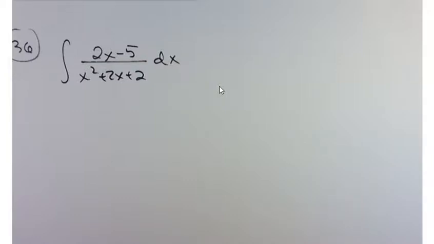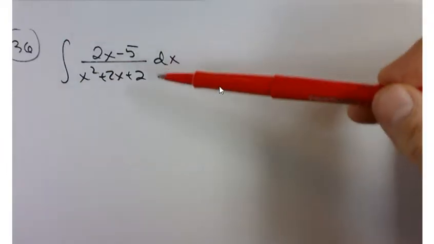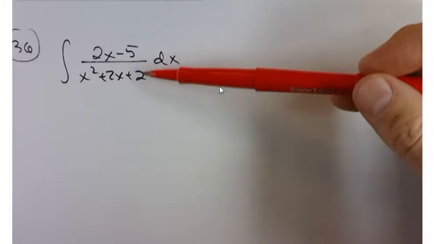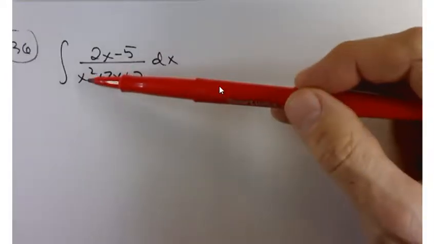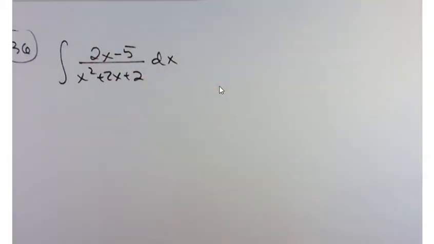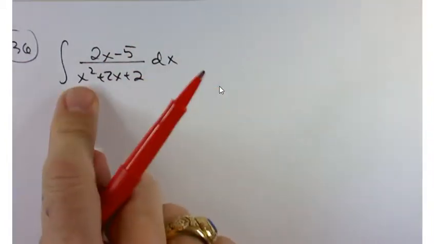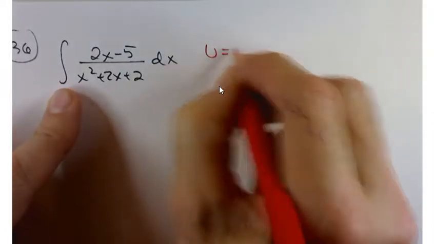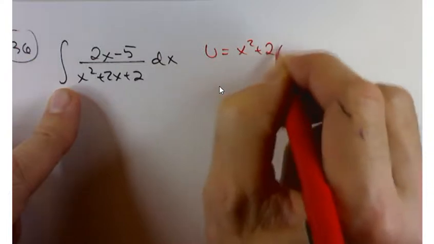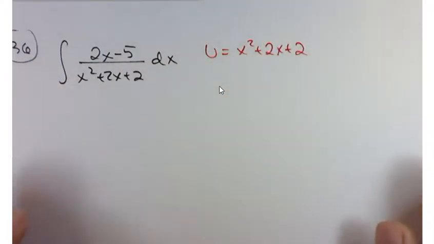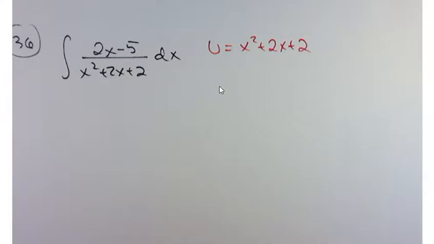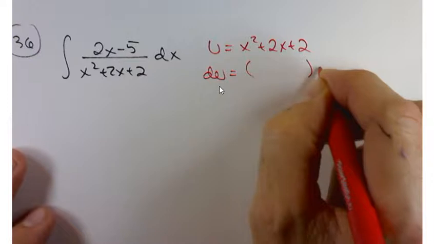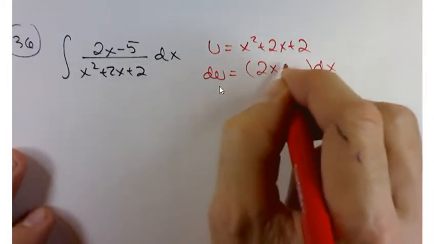Now, one thing that could catch your eye, and don't overlook the power of a u substitution, is this. The derivative of x squared is 2x. But we can't just take part of this denominator. Let's think about what would happen if we took the whole denominator. u equals x squared plus 2x plus 2. What would be my du term if I did that? Yeah, 2x plus 2.